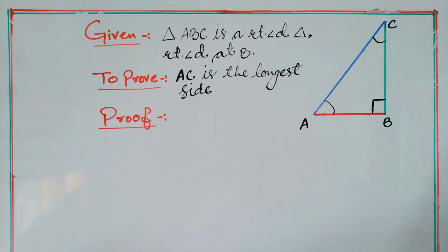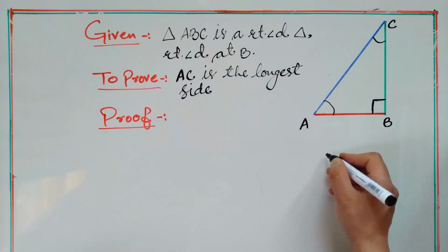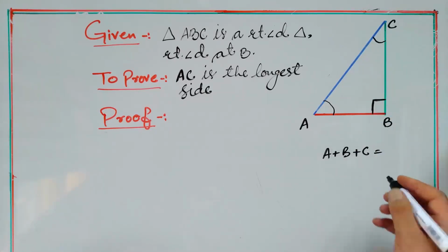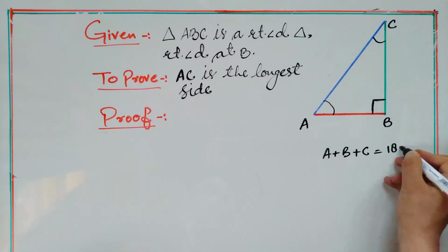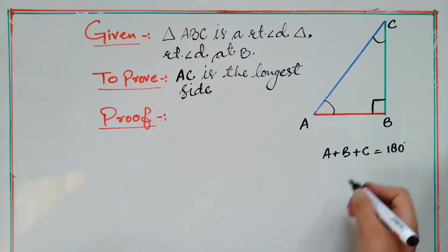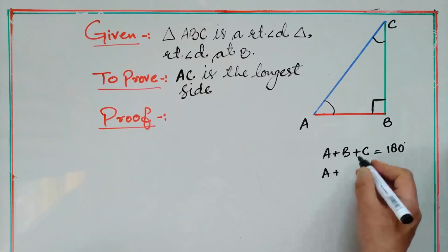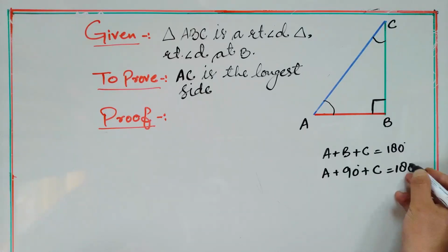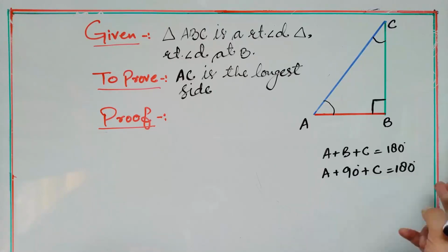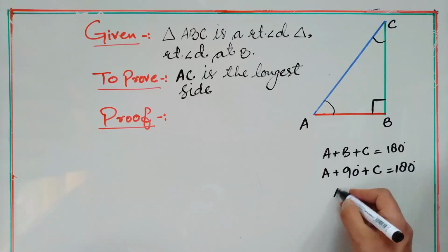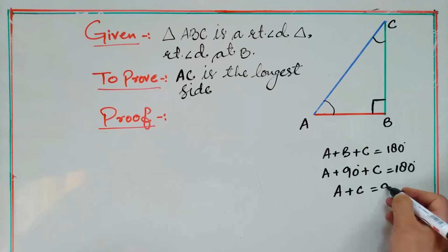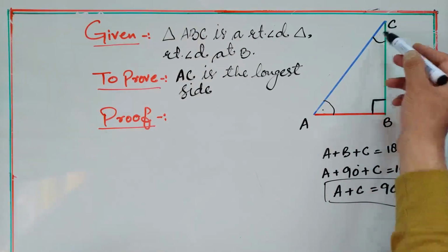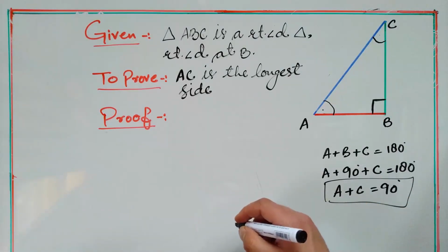For our understanding, we can show it in this manner: we know that angle A plus angle B plus angle C will be 180 degrees. It is the angle sum property. So A as it is, B gives 90, C as it is, equals 180. Now if I transpose 90 to that side and simplify it, I will get A plus C equals 90 degrees. That means the sum of angle A and angle C is 90.